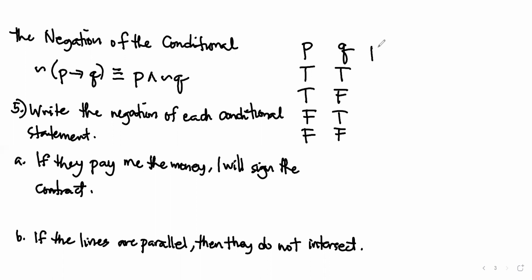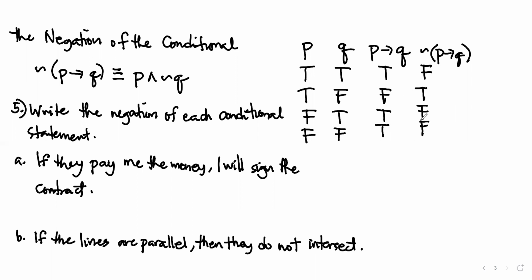Let's have first P implies Q. True implies true, that is true. True implies false, since the consequence is false, it's false. And the rest are true. Then let's get the negation of this, not (P implies Q). Not true, that is false. Not false is true. Not true, that is false. Not true, that is false.